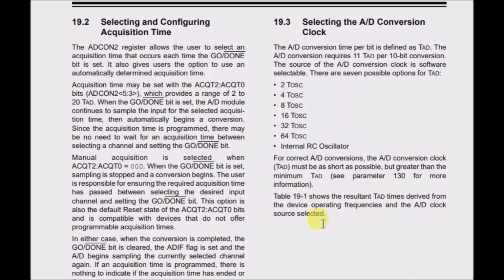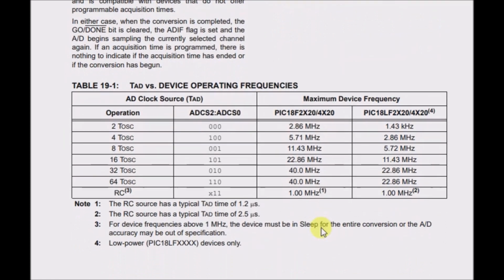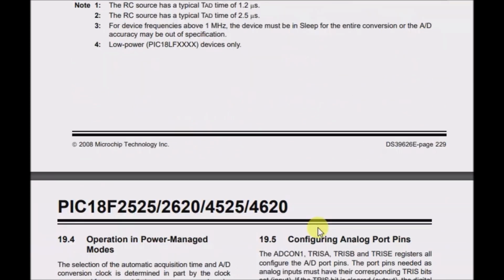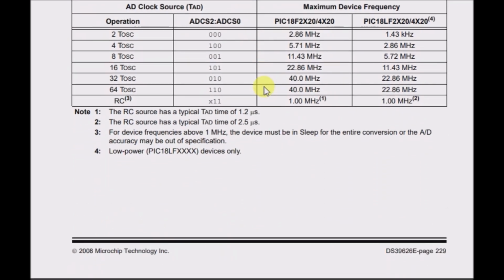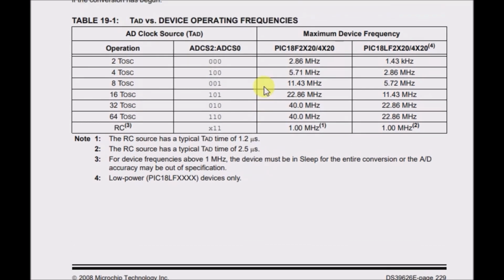Table 19.1 shows the resultant TAD times derived from the device operating frequencies and the AD clock source selected. Okay, that's where I finished. Scrolling down right now, we're on page 229, table 19.1, TAD versus device operating frequencies. Here's the operation. I guess that's the oscillator configuration.